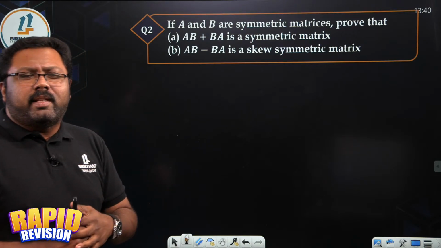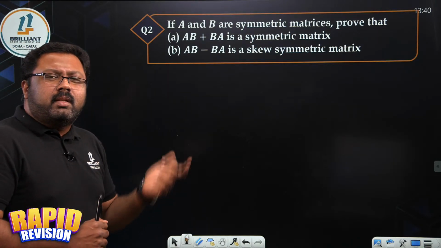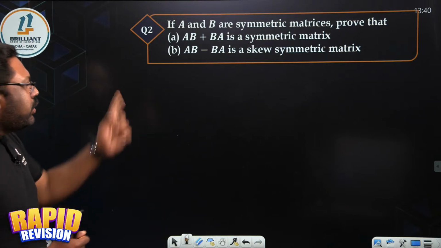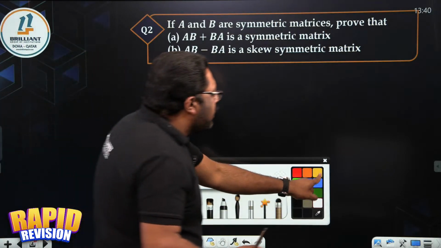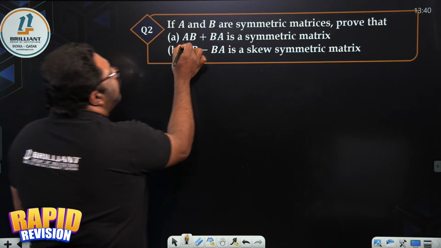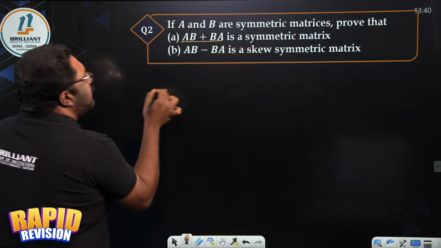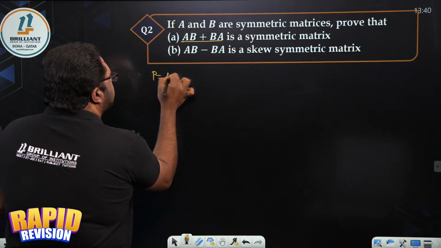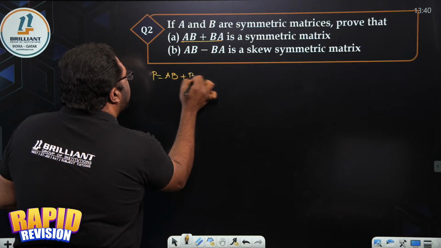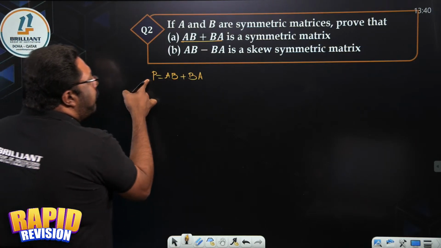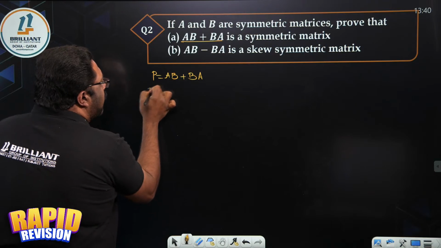This is a very old question, and it's a very common question in CBSE boards over the years. So you can just learn it. It's a very easy question also. I have to prove that AB plus BA is symmetric. So let me call it P. P is equal to AB plus BA, and I have to prove that P is symmetric.